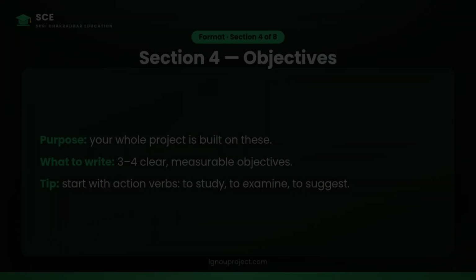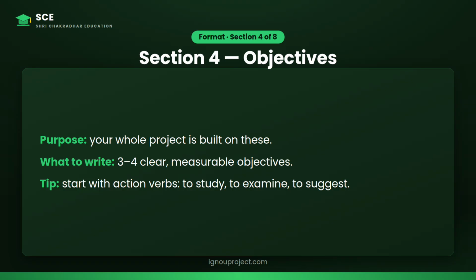Section 4. The objectives of the study. This is one of the most important sections because your entire project will be built around these objectives. Keep them few, usually 3 to 4, and make each one clear and measurable. Begin each objective with an action verb, such as to study, to examine, to analyze, or to suggest. For example, to study the level of employee motivation at the selected company.